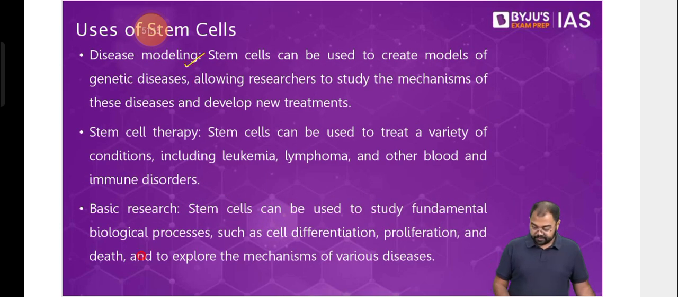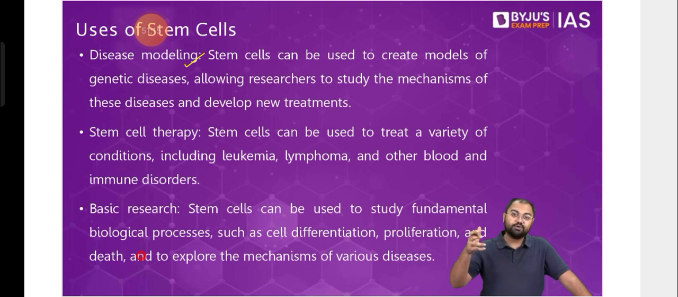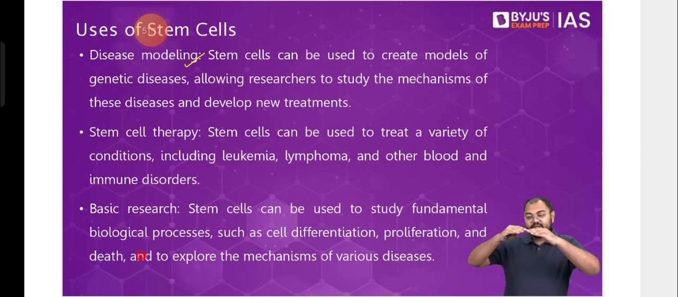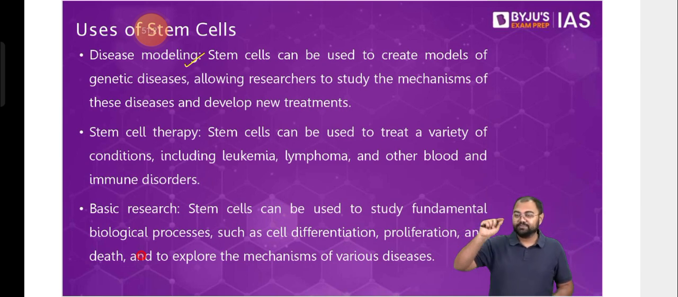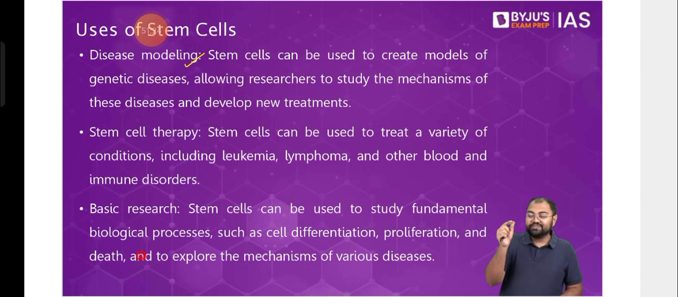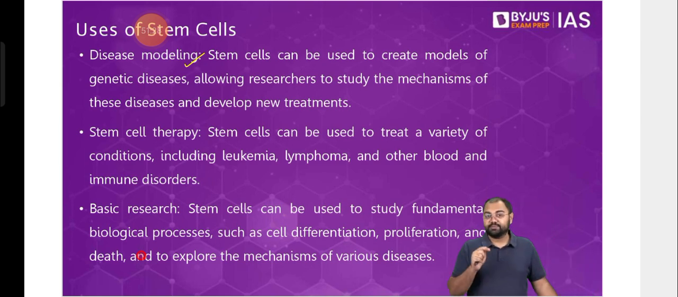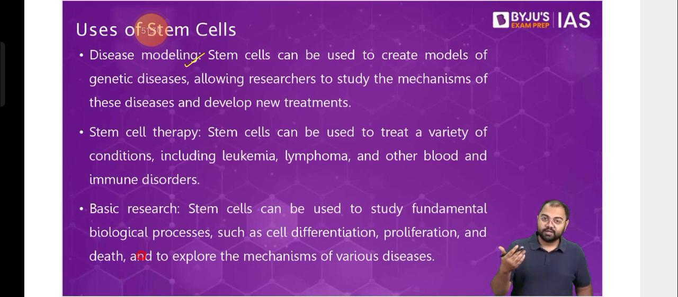Then for disease modeling, we can create models of genetic diseases, especially where we can see how exactly the process is developing from the stem cells, how the growth is happening from the stem cells. So while the growth of a cell happens from the stem cell, is there any step in the entire process where we see that all of a sudden some kind of disease starts to develop? That development of the disease can also be understood with the help of stem cells when we try to analyze the growth of the stem cell into a specialized cell.